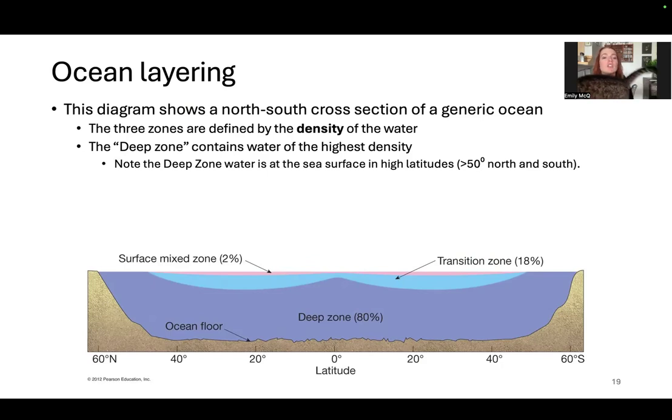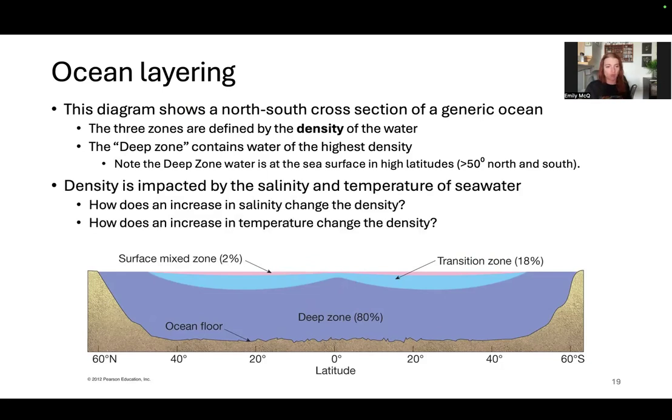These three zones are defined by different densities. The deep zone, which is 80% of the depth scale here, so 80% of this cross section is the deep zone, is incredibly dense water, which is why it's sitting on the bottom. The reason that it's denser is because salt water sinks. Fresh water will stay on the top.